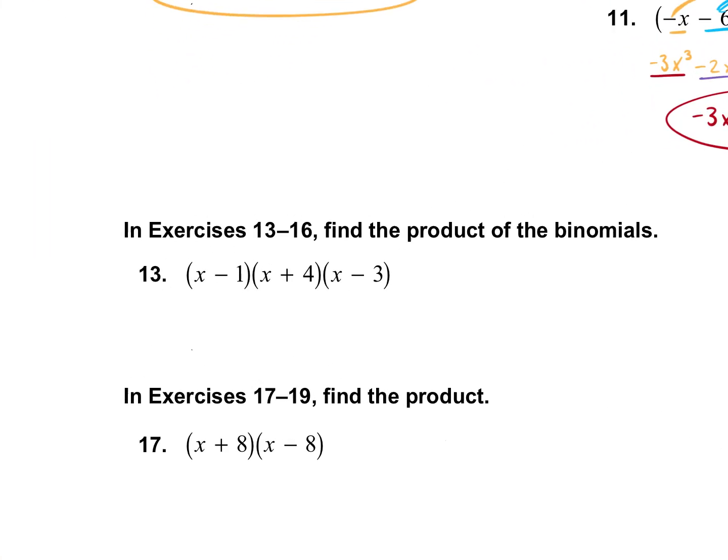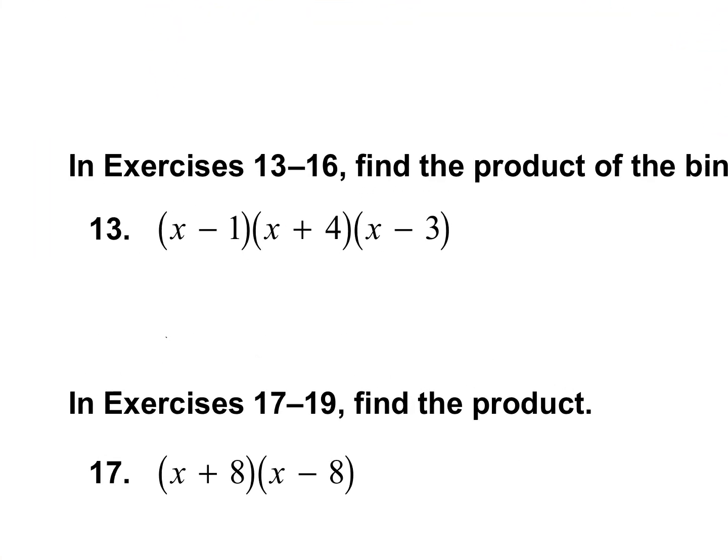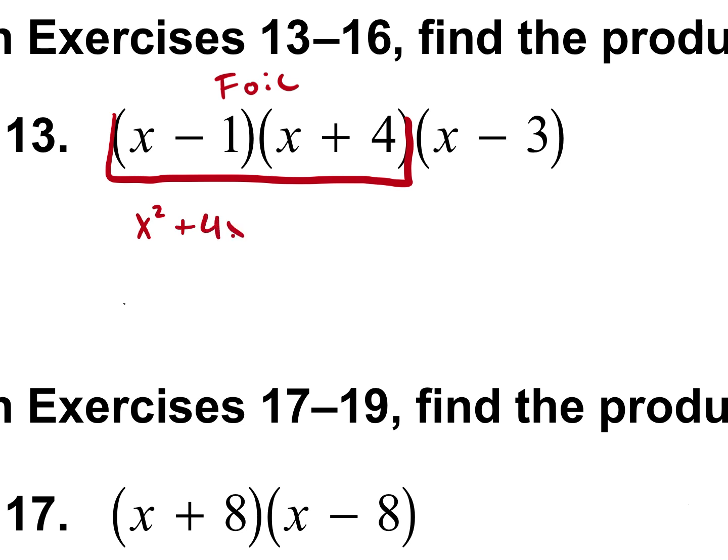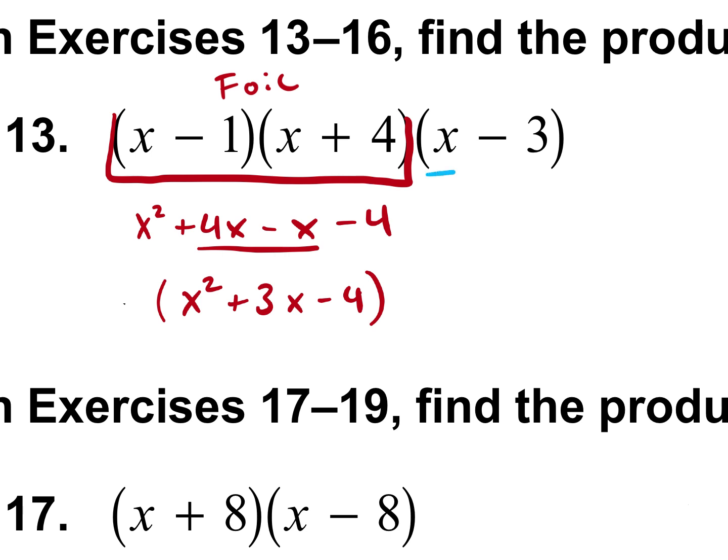All right, for 13. Define the products. So how would I multiply these 3? So we want to FOIL out the first 2, and then I'm going to multiply the third one to it. So I get x squared plus 4x minus x minus 4. What would I have to do next? Combine like terms. I want to combine my like terms before I multiply the next one to make it easier for us. So x squared plus 3x minus 4. Once we combine our like terms, then we're going to multiply the third part.